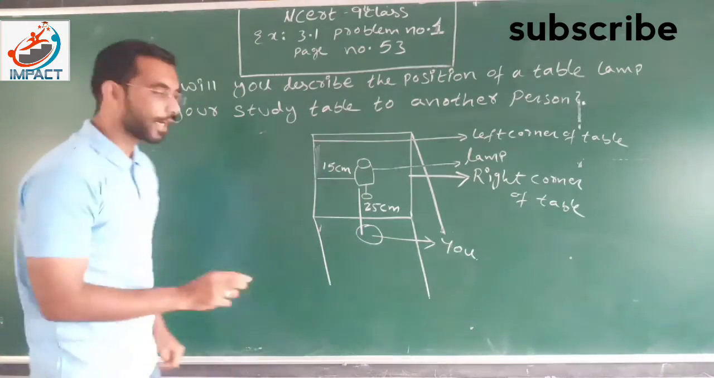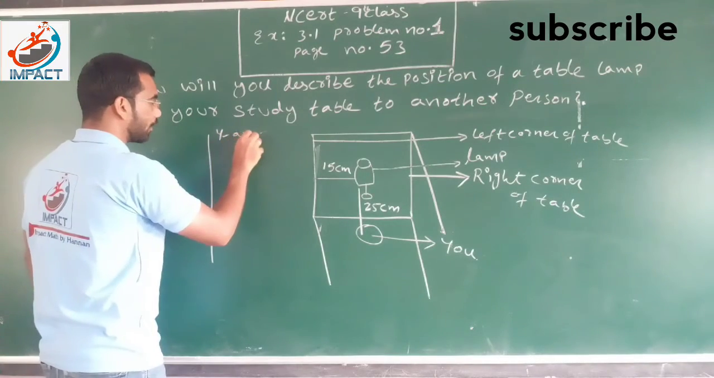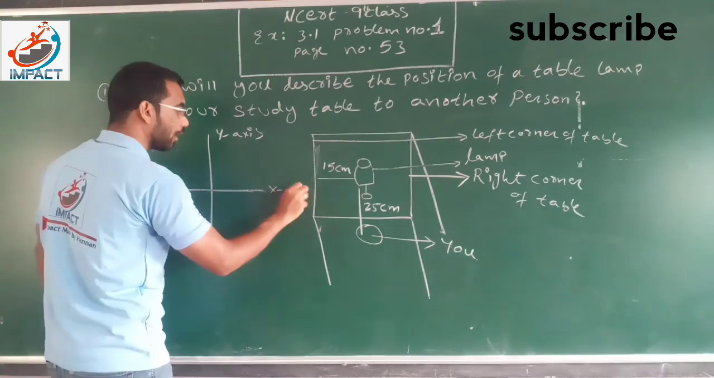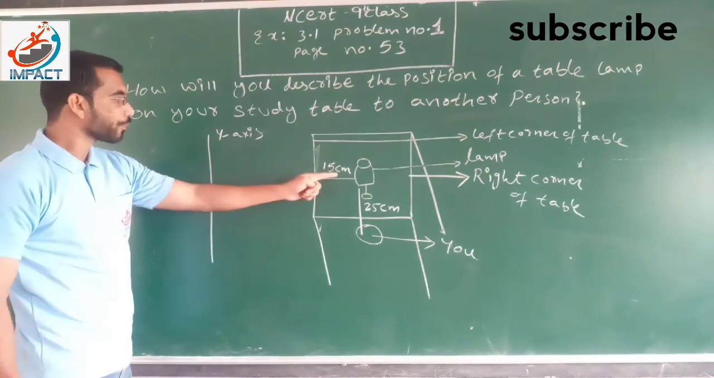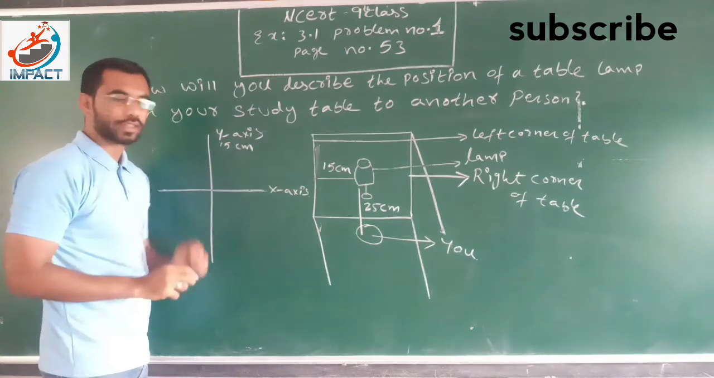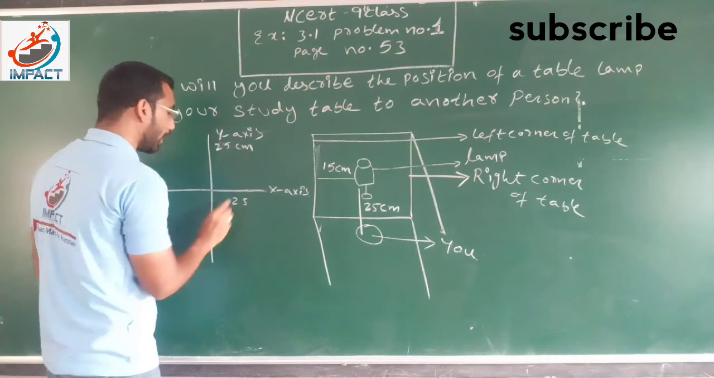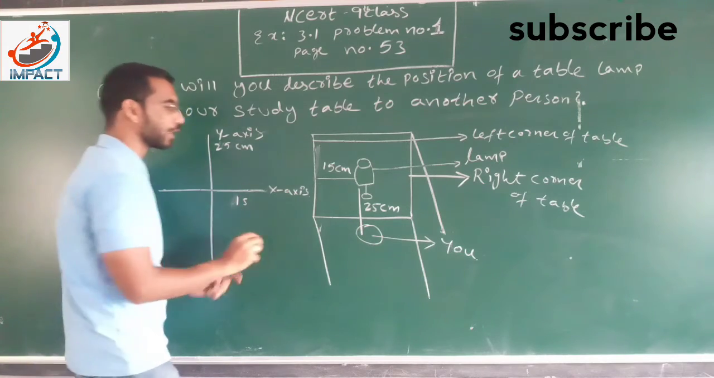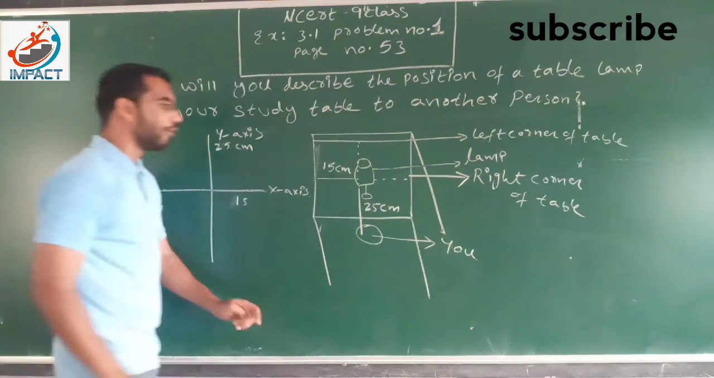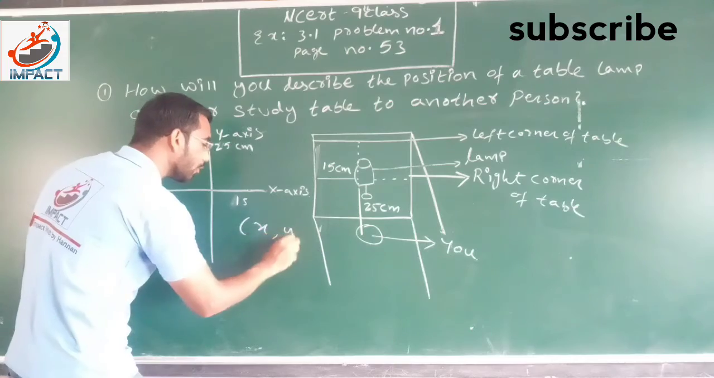See, always in the graph you will find the vertical line as the y-axis and the horizontal line as the x-axis. Here, 15 centimeter is the x-axis and 25 centimeter is the y-axis. So first you will write x, then you will write y.